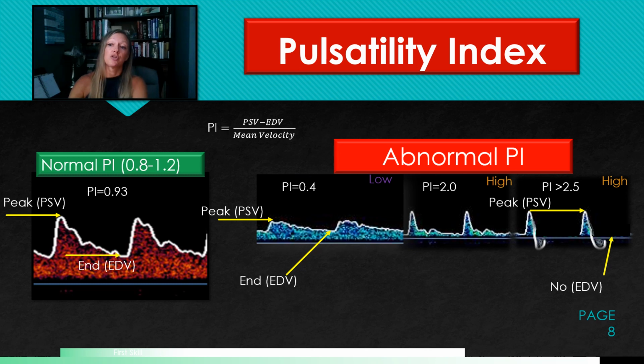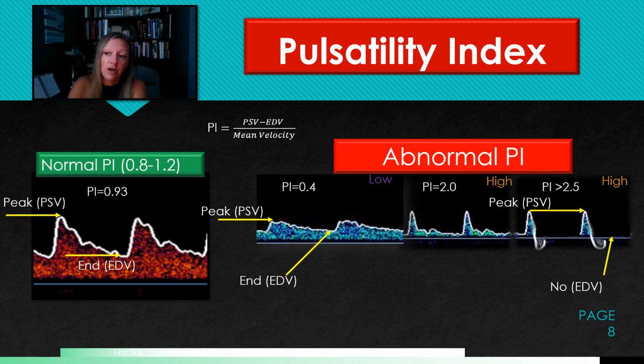The second picture is for a high PI, this one is 2.0. This is increased resistance. This is an elevated PI. It's a pre-stenotic waveform. You can see this before a stenosis. You can see this when a patient has increased intracranial pressure, extrinsic compression, and vasoconstriction.